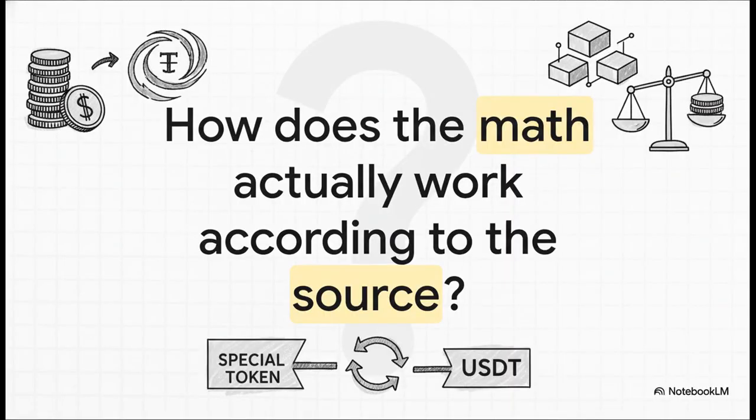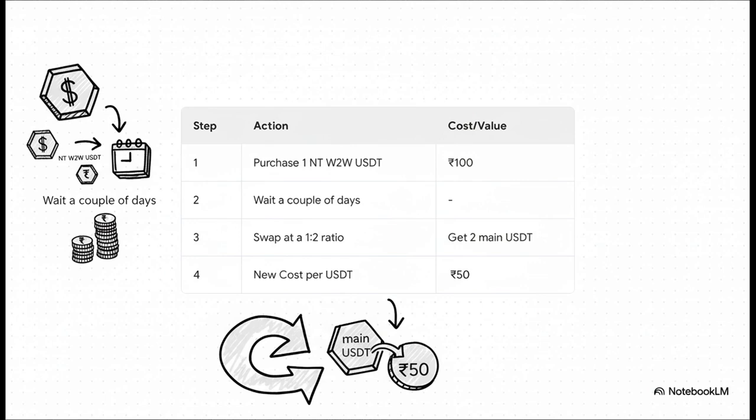So let's get down to brass tacks. How does the math actually work here, according to the source? This is where we see the claim get put into a real-world example. Okay, let's walk through this table together. Step 1. You buy one NTW2W USDT for 100 rupees. Step 2. You just wait a couple of days. Now here's where the magic happens. Step 3. You swap that one coin for main USDT at a 1-to-2 ratio. That means your single 100 rupee coin just got you 2 main USDT. Which brings us to the punchline in step 4. Your actual cost per USDT just dropped to only 50 rupees.